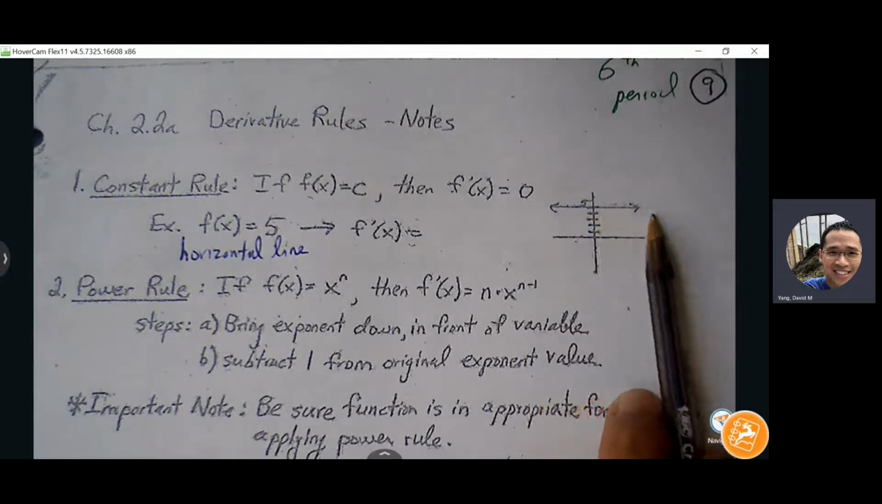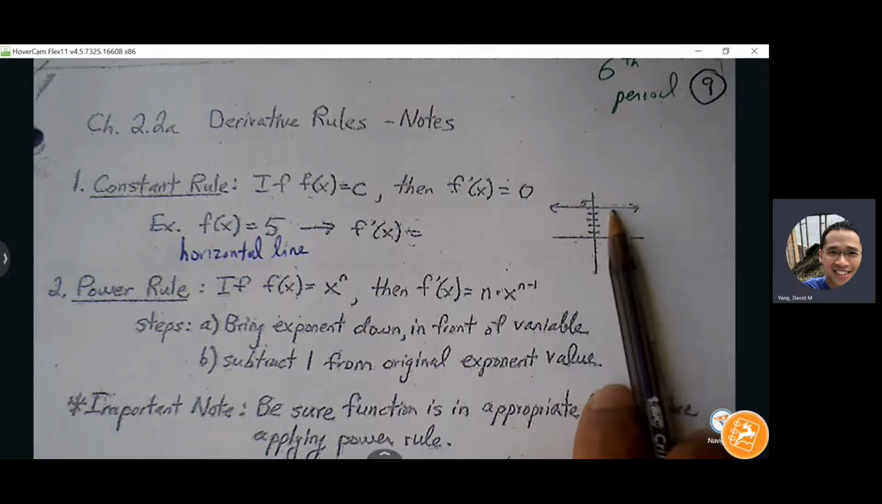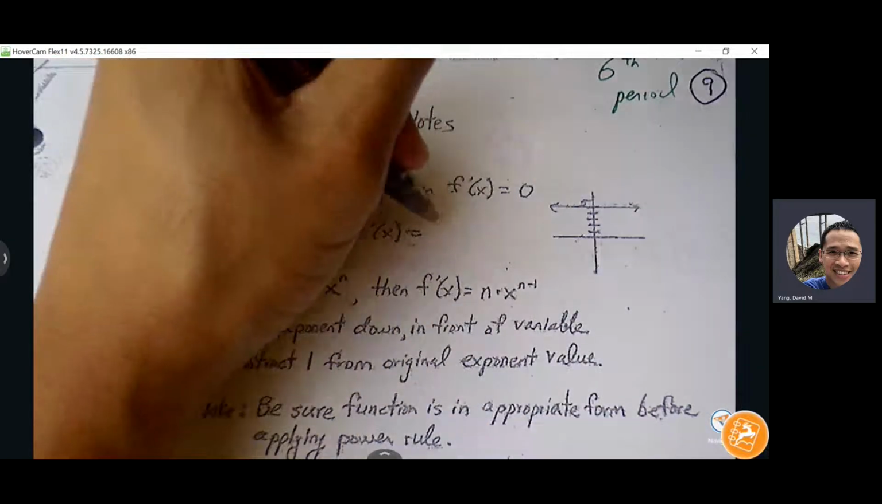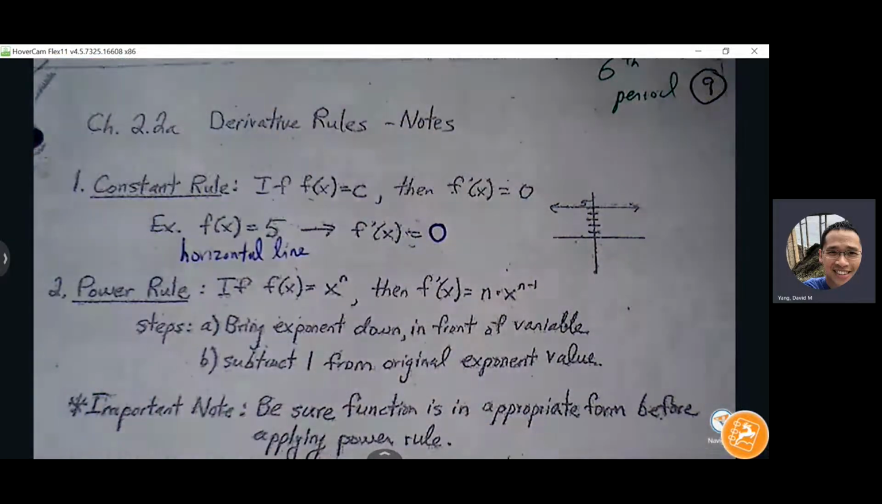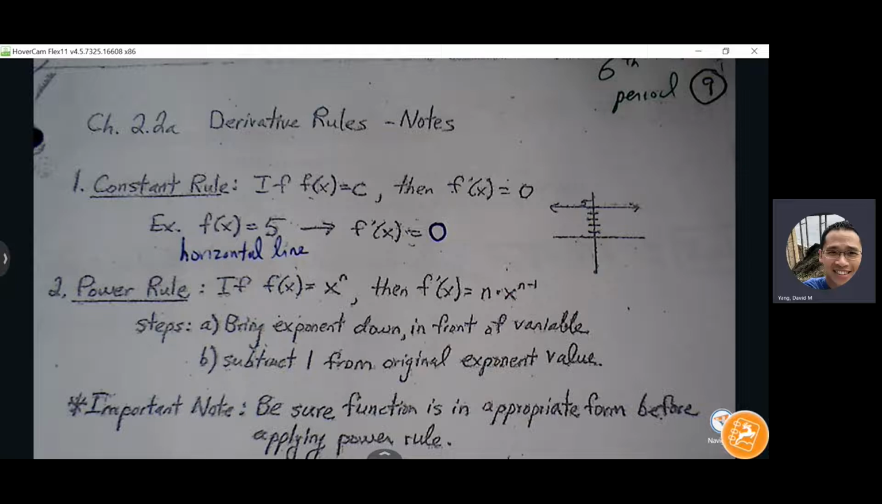And what is the slope along a horizontal line? 0, right? There's no steepness to a horizontal line. So that horizontal line could be at 5, it could be at 10, it could be at negative 0.75. Any constant is a horizontal line. Any horizontal line has slope 0, so that's why the derivative is 0.